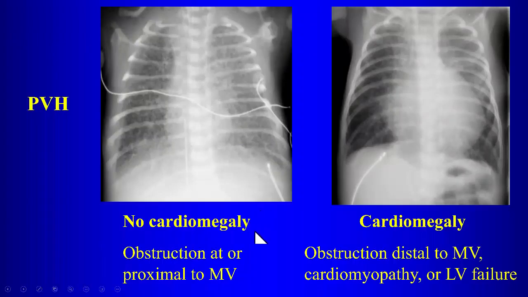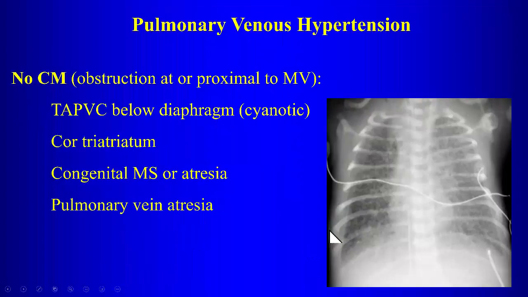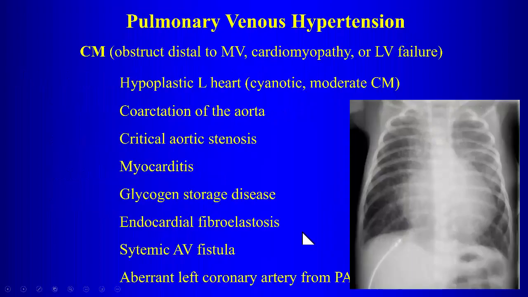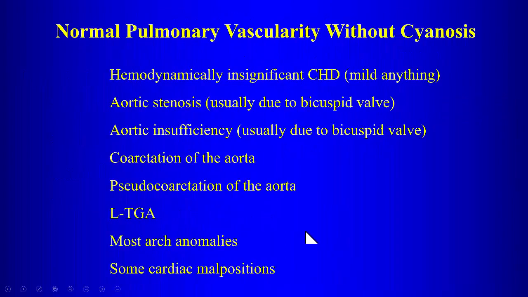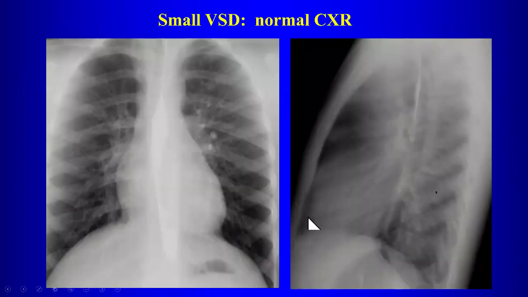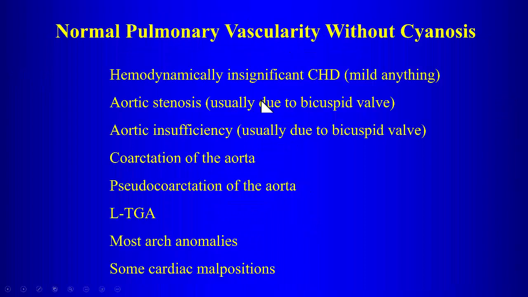All right, so no cardiomegaly, obstruction proximal to the mitral valve, cardiomyopathy or left ventricular failure. We've kind of gone through all this already. So let's move on to normal pulmonary vascularity. When we have normal vascularity without cyanosis, what congenital heart conditions can we have? Well, we can have anything as long as it's mild, right? Any kind of congenital condition, if it's mild, can give you normal pulmonary vascularity without cyanosis.